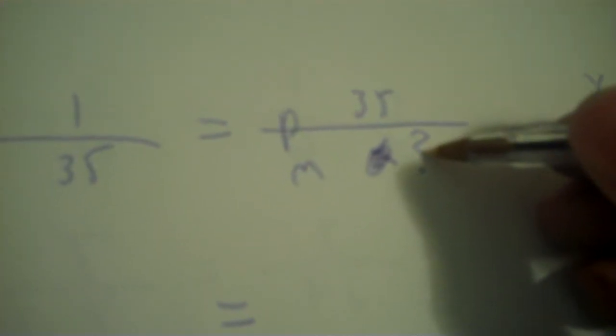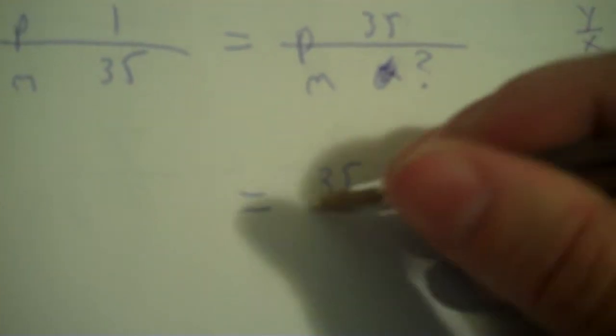1 piece, 50 minutes. 1 over 50. 1 over 35, and then 35 over X. You see, when I do everything right, it's stress-free to set up. Or if you want to put a question mark, that's fine. You could also put X. It doesn't matter, okay? Bottom line is you don't know how many minutes are with 35 pieces. So 35 over question mark.